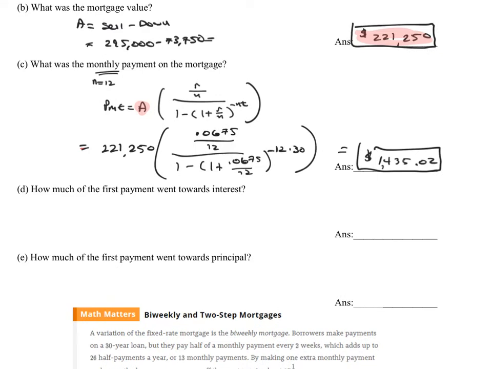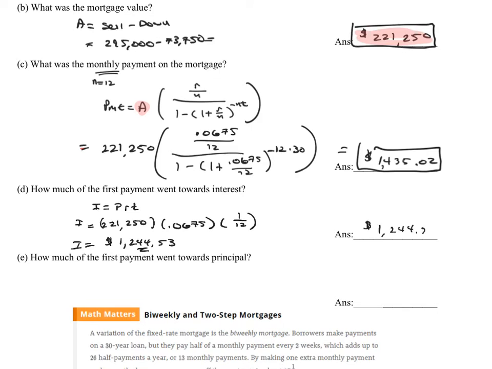Okay, so it says how much the first payment went towards interest. So again, to calculate interest, I'm going to use I equals PRT. P here is the loan amount, the total loan amount, which was $221,250. R here is the interest rate, which was 0.0675. T here is 1 month, so we're going to use 1/12. So the amount of the first payment that has to go towards interest, I'm getting a total of $1,244.53. So that answered the first part of the question, how much of it went towards interest.